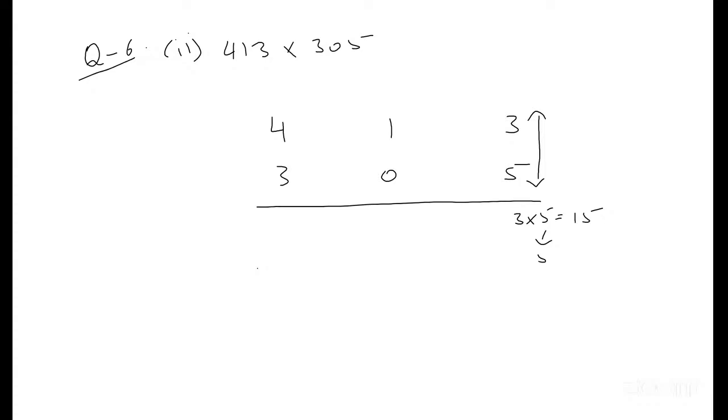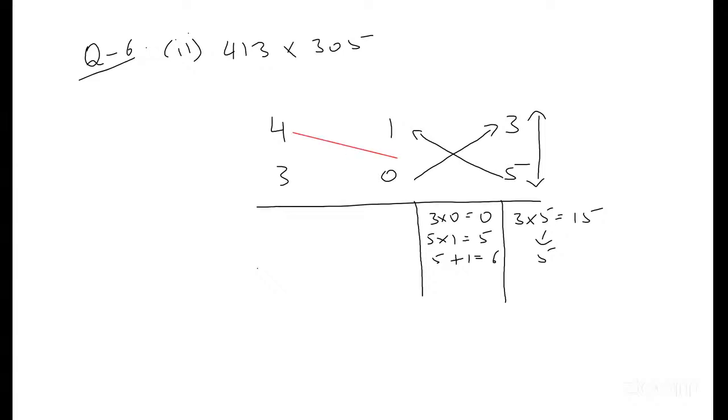Five we will take. Then we will move on to the next part, which is cross multiplication. So we will do 3 times 0, which is 0, and 5 times 1, which is 5. To this 5, I will add 1 from the previous step. So it becomes how much? 6.